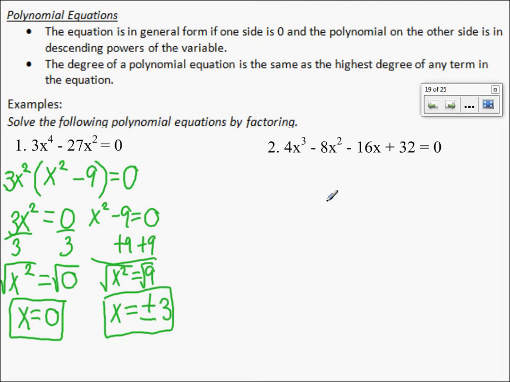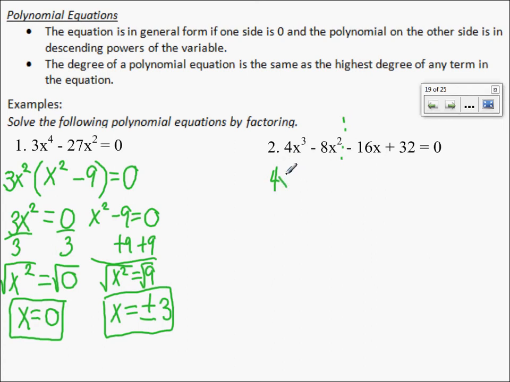Okay, now if we look at number 2, we're going to need to factor. And the key to doing this type of factoring is to break the equation into two pieces. What that essentially means is that right here, the green line is where we're breaking it into two pieces. And you'll see in just a second what that means. So for these first two terms, 4x to the third minus 8x squared, you want to find a term that will go into both. If you look, the number that would go into both 4 and 8 would be 4.